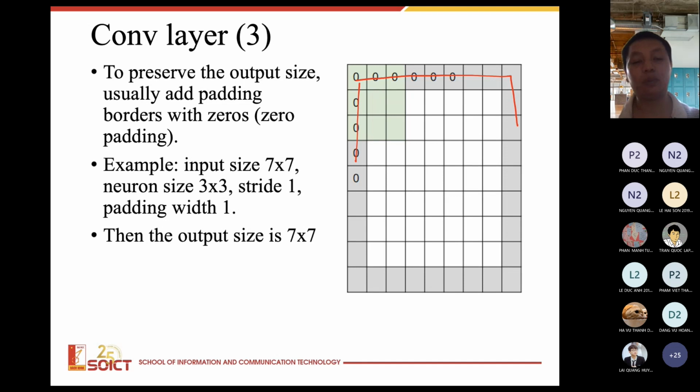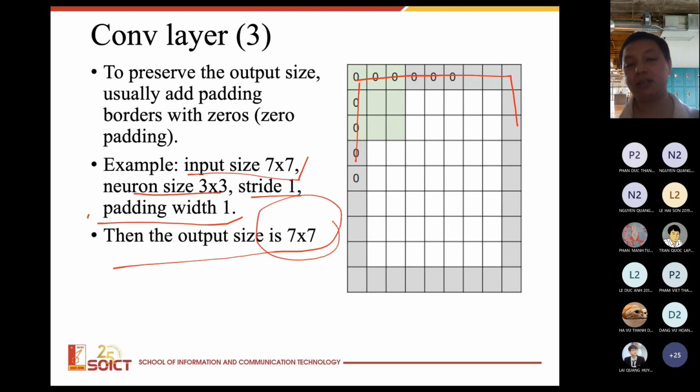For example, here the input size is 7 by 7, the neuron size is 3 by 3, stride 1 with no padding, then the output size is 5, right? And now you pad with the size of 1, then the output size is 7 by 7. It's the same as the input, right?